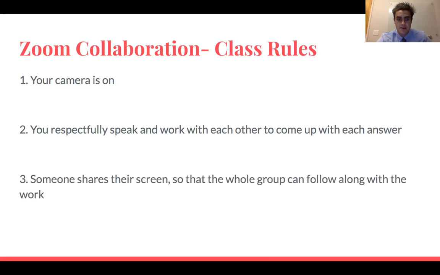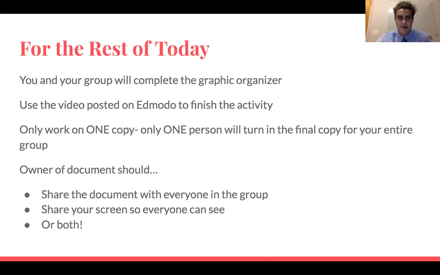And step three, if everyone is working on the same document, then someone should share their screen so the whole group can follow along with the work. Maybe it's a shared document, okay? But everyone should be looking at the screen, okay?